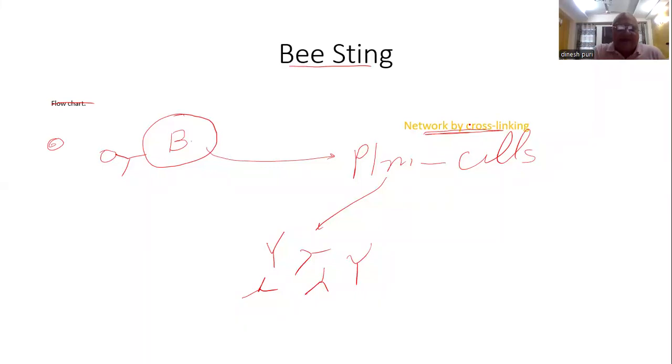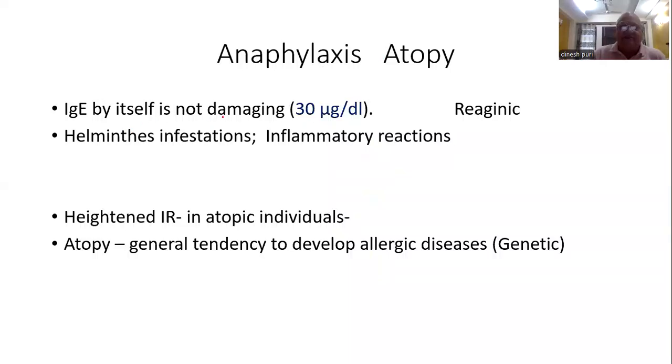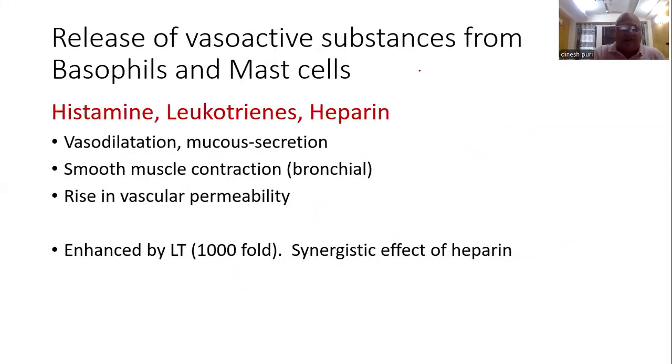But one thing I must say, that IgE by itself is not damaging. Its levels are very low. They are also called reaginic antibodies. They are important for elimination of or for combating helminth infestation. They are also important in the inflammatory reactions. But the heightened immune response mediated by IgE is seen in certain atopic individuals. Atopy is a general tendency to develop allergic reaction, probably genetic. So the type 1 we are discussing now is also called anaphylaxis in the atopic individuals.